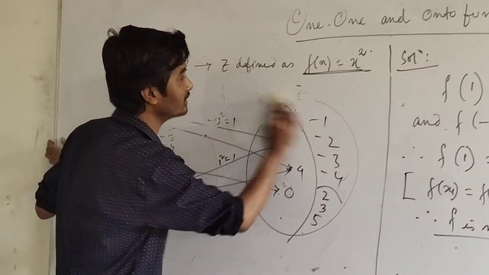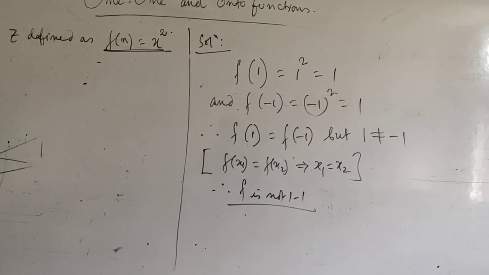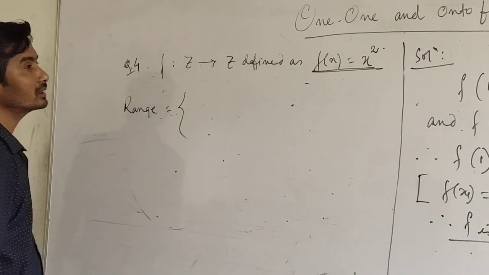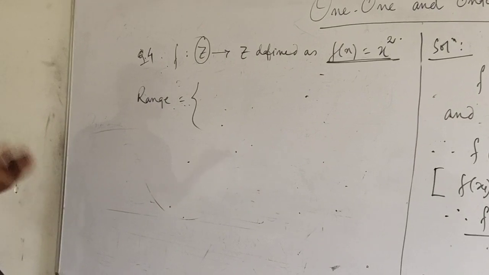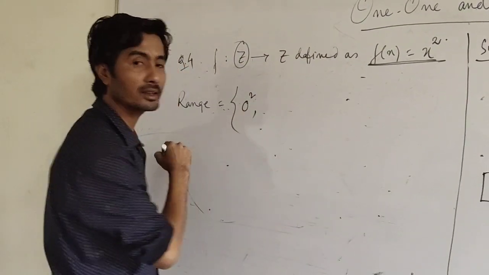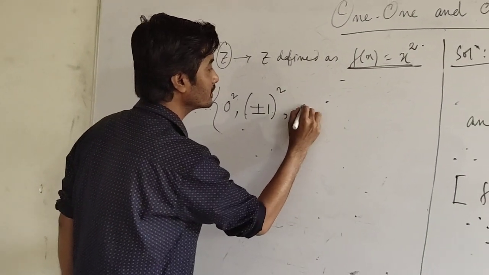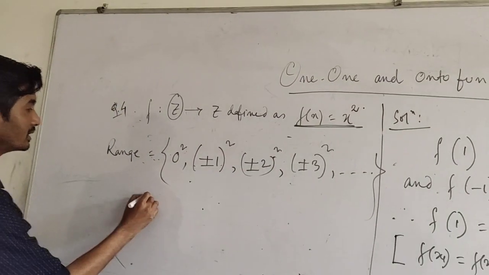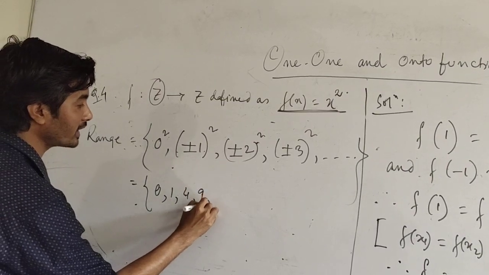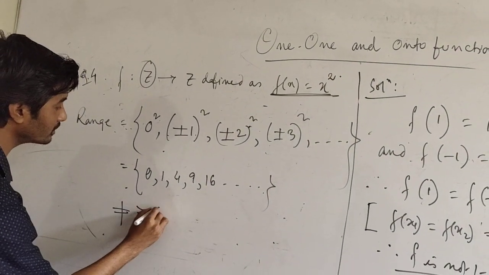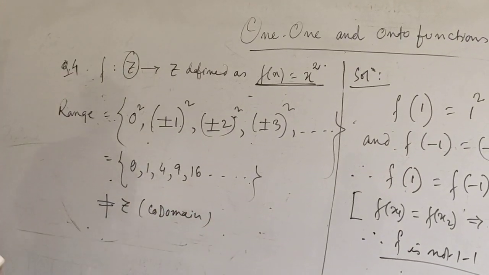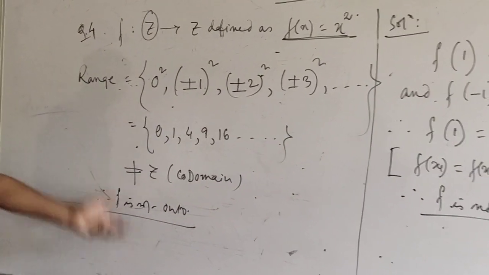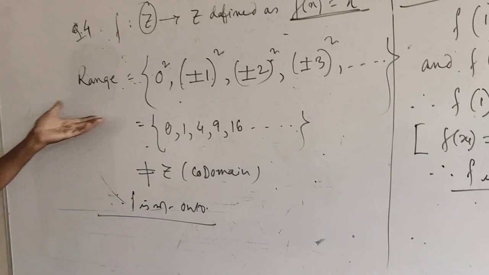And for the onto part, let us try to write down the images, or let us try to write down the range for this function. Range equal to, so I start, you see Z contains 0, 1, minus 1, 2, minus 2, and so on. So let us first take 0 square, then I can take plus minus 1 whole square, plus minus 2 whole square, plus minus 3 whole square, and so on. So these are the numbers in the range. Of course, this is equal to 0, 1, 4, 9, 16, and so on, which is not equal to Z, which is our codomain. That is, for this function, we have seen that the range is not equal to codomain. Therefore, f is not onto. Therefore, this function is not onto because we have seen that the range of this function is not equal to the codomain. Okay, I think you have understood this one also.